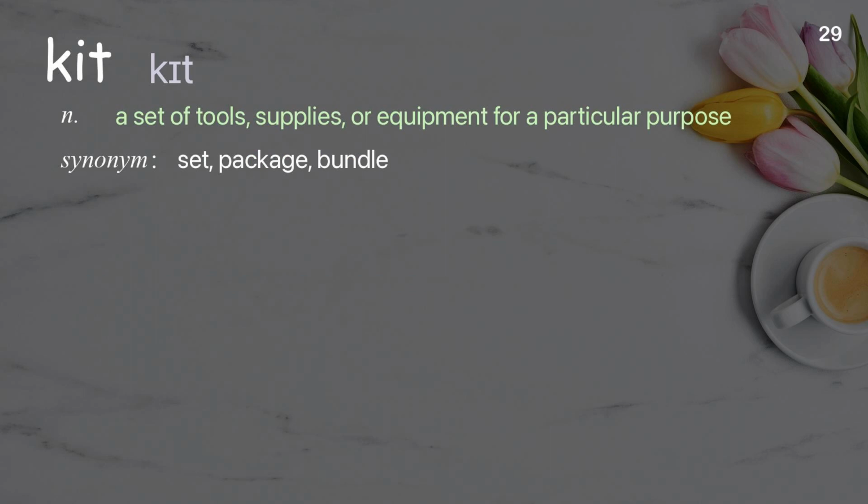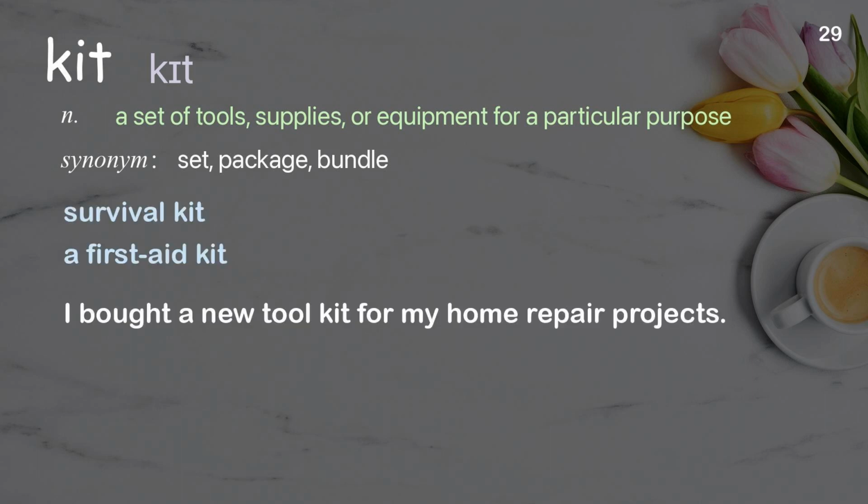Kit. A set of tools, supplies, or equipment for a particular purpose. Examples: Survival kit. A first aid kit. I bought a new tool kit for my home repair projects.